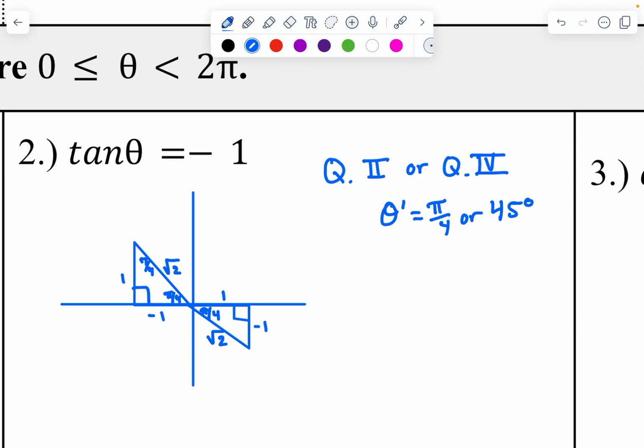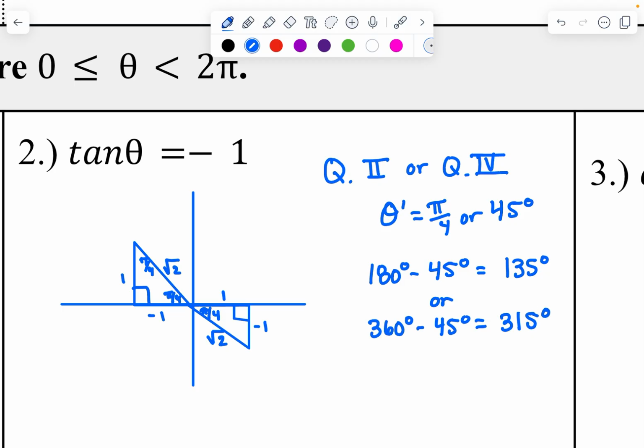But to be in quadrant 2, we'd have to take 180 degrees minus 45 degrees and get 135 degrees. Or we'd have to do 360 degrees minus 45 to put it down in quadrant 4, and that's going to give us 315 degrees.